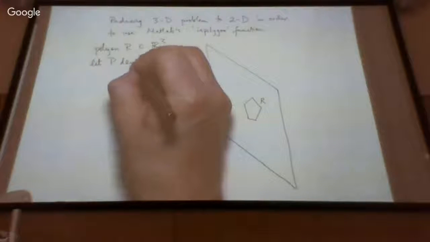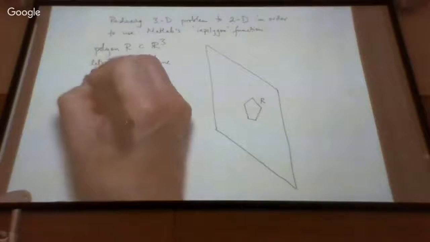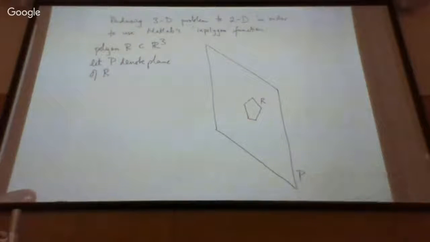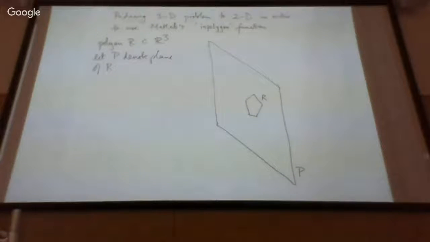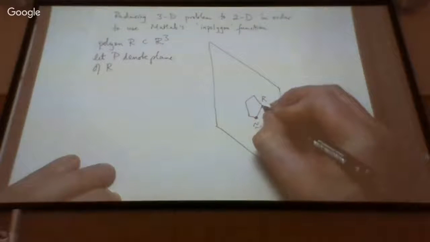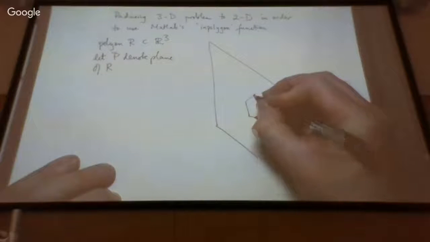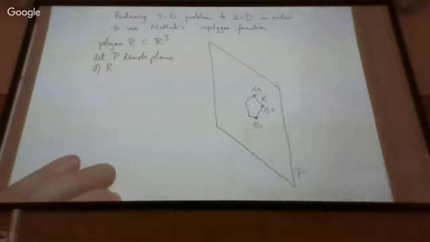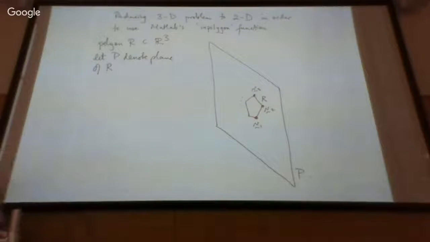So let P denote the plane of R. So P is this infinite, extended plane in 3 dimensions, which is defined by R. Now, R, as we've been saying, is defined by an ordered list of the vertices around the boundary of R: V1, V2, V3, as you traverse the boundary.